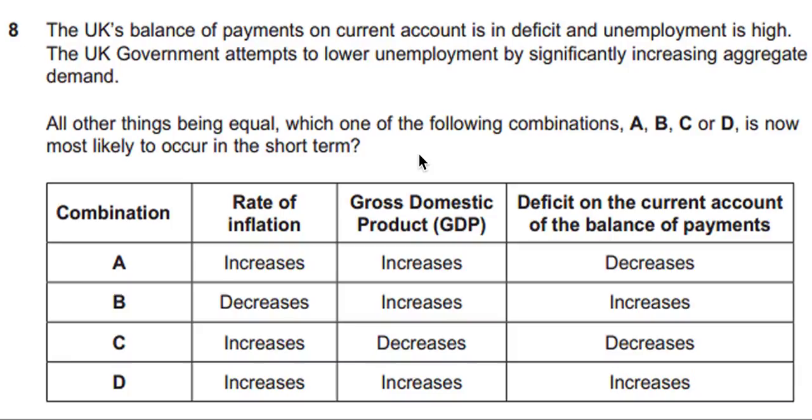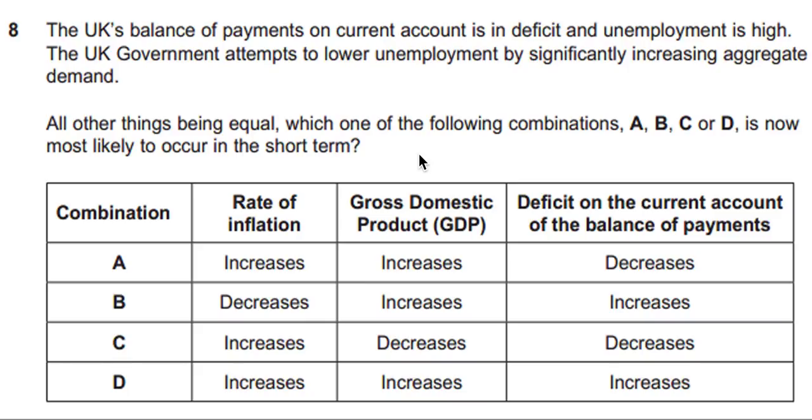So this is June 2013, question 8. The UK's balance of payments on current account is in deficit, that is, our imports are greater than our exports, and unemployment is high. The UK government attempts to lower unemployment by significantly increasing AD, or aggregate demand. All other things being equal, which one of the following, A, B, C or D, is now most likely to occur in the short term?